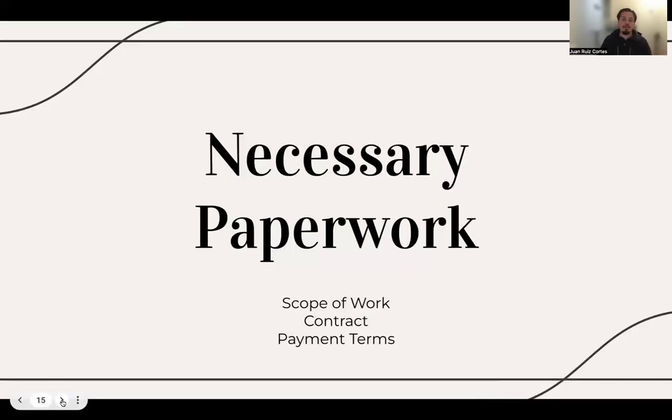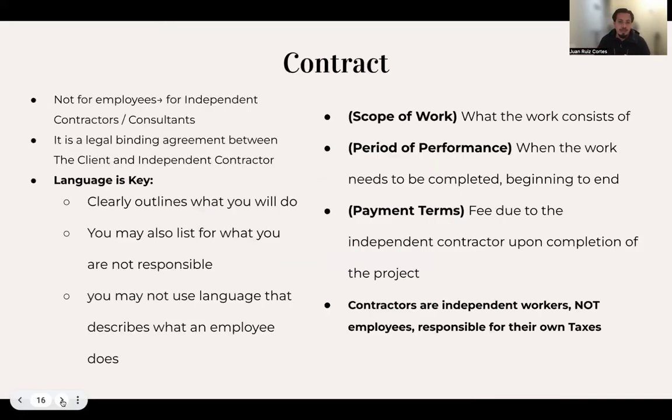What would be some of the paperwork you need to have if you want to engage in business with someone? You're going to need a contract. For your clients, for your consultants, you're going to have to engage in a contract that specifically outlines what the work consists of that you're going to do for them, when you're going to begin working and when it ends, and how they are going to pay you. All of this information is necessary so that you can establish a relationship which can be clear.